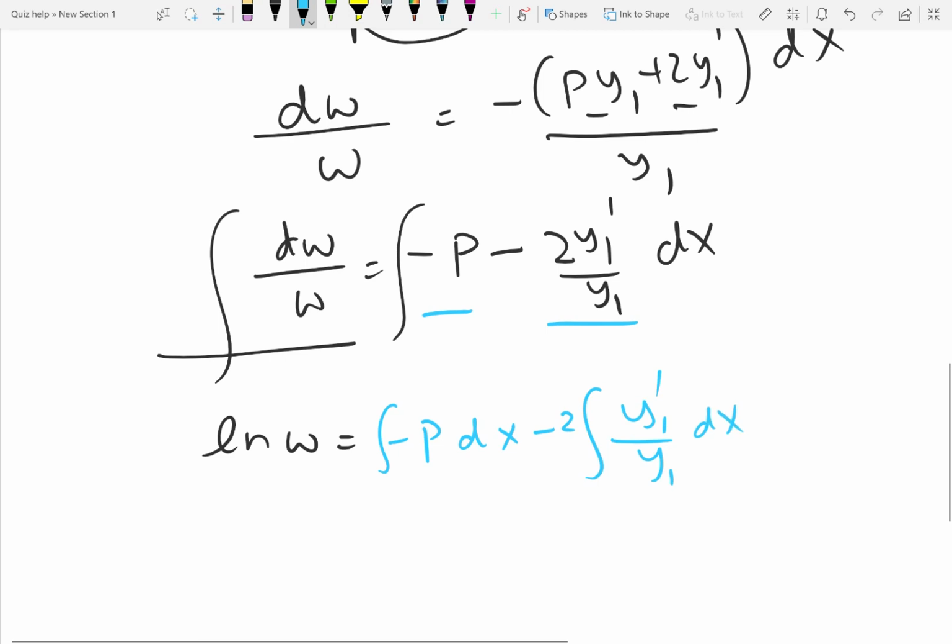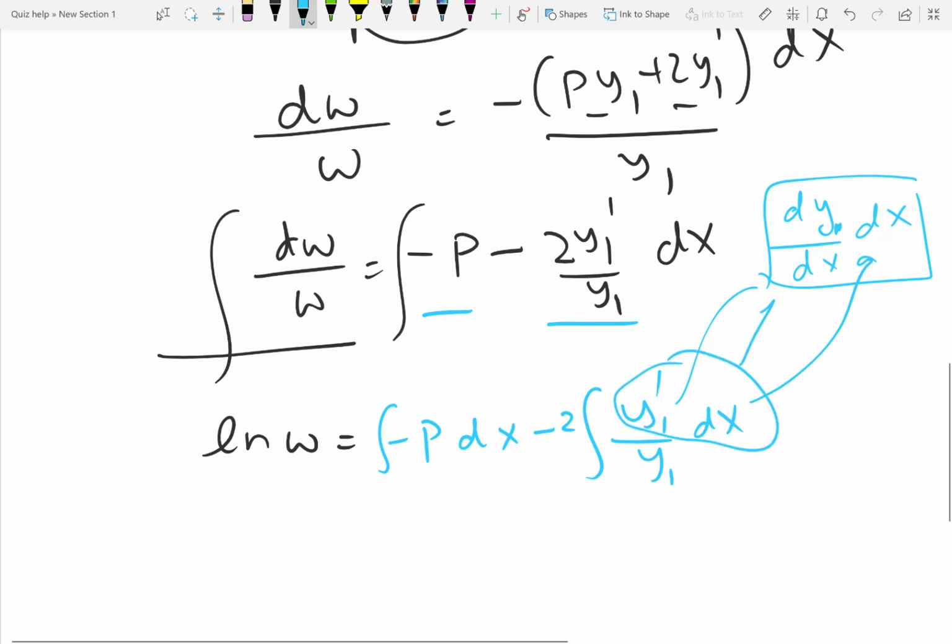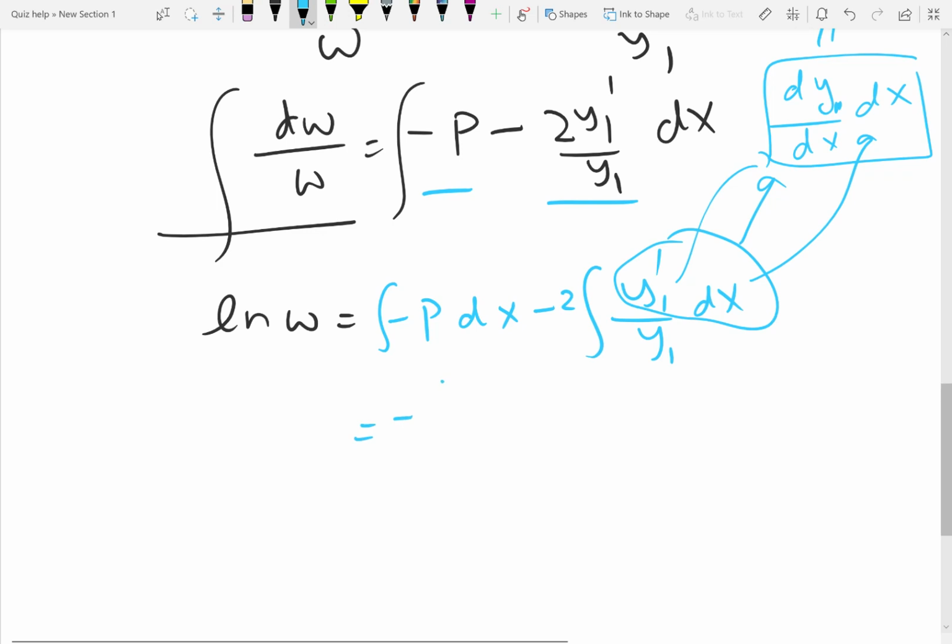Now this is where one of the problems that we did in the previous quiz helps us. y1 prime means dy over dx, right? This y1 prime times dx with the dx here. Now what is this equal to by the definition of differential? Oh, this is y1, my bad. So y1 prime is dy1 over dx, and with the dx, this term is actually this term here, right? So by the definition of differential, remember this is dy1. So what we get is negative p dx minus 2 times this term, which is dy1 over y1.